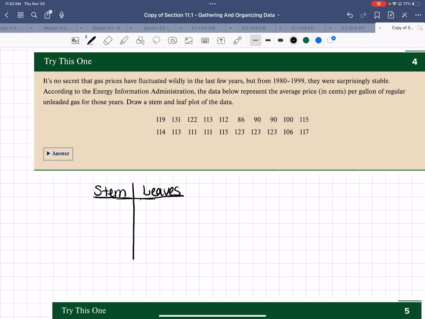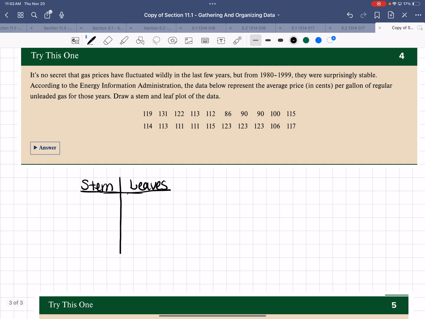So this one says it's no secret that gas prices have fluctuated wildly in the last few years. But from 1980 to 1999, when you guys weren't alive, more than likely, they were surprisingly stable. According to the Energy Information Administration, the data below represent the average price in cents per gallon of regular unleaded gas for those years. We want to draw a stem and leaf plot of the data.